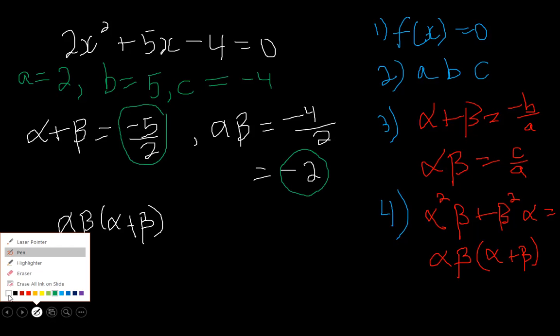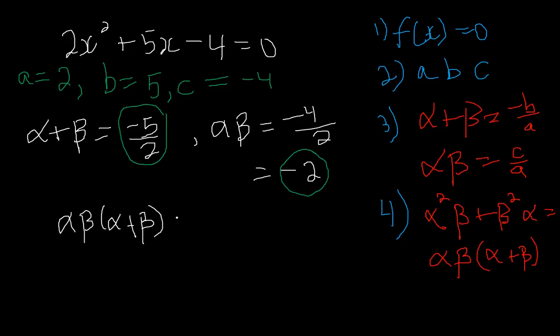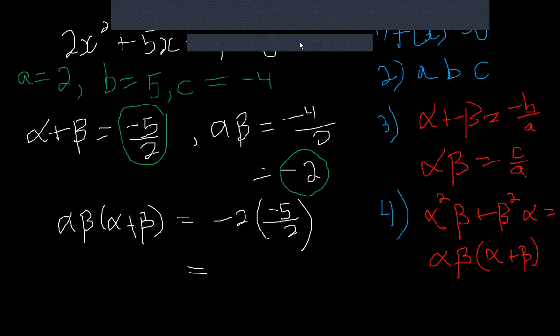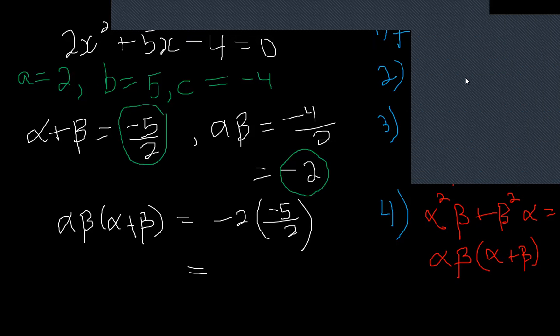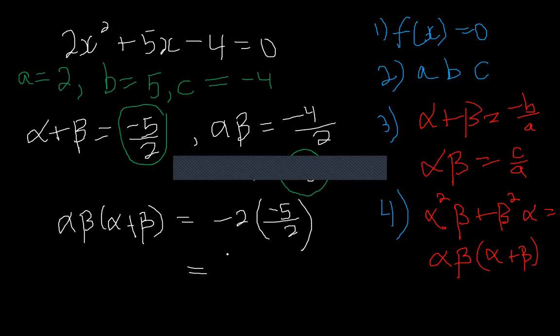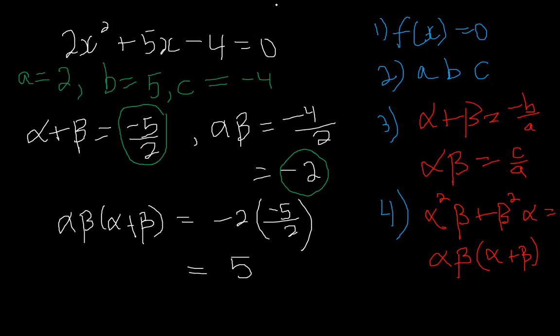So could anybody tell me what I would write here? What is this equal to? 2 in brackets negative 5 over 2. So what would my answer be? 5. 5. All right. Nice. Anybody does not understand how you get 5?